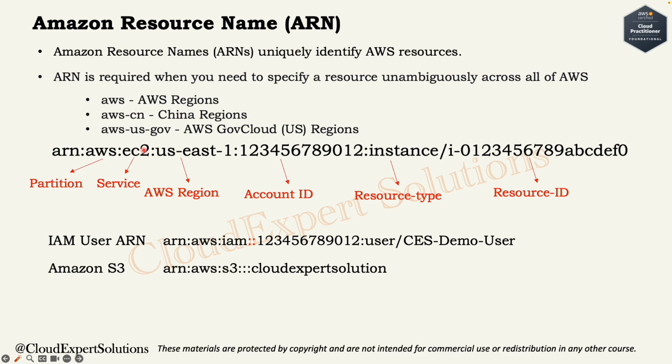For S3, you can see the AWS region is missing, account ID is missing, and resource type is missing. Because Amazon S3 bucket should be globally unique, and with that bucket name, AWS can identify in which region it is, which account ID holds this S3 bucket, and obviously the resource type. That is why Amazon S3 ARN will not have any AWS region, account ID, and resource type tag.